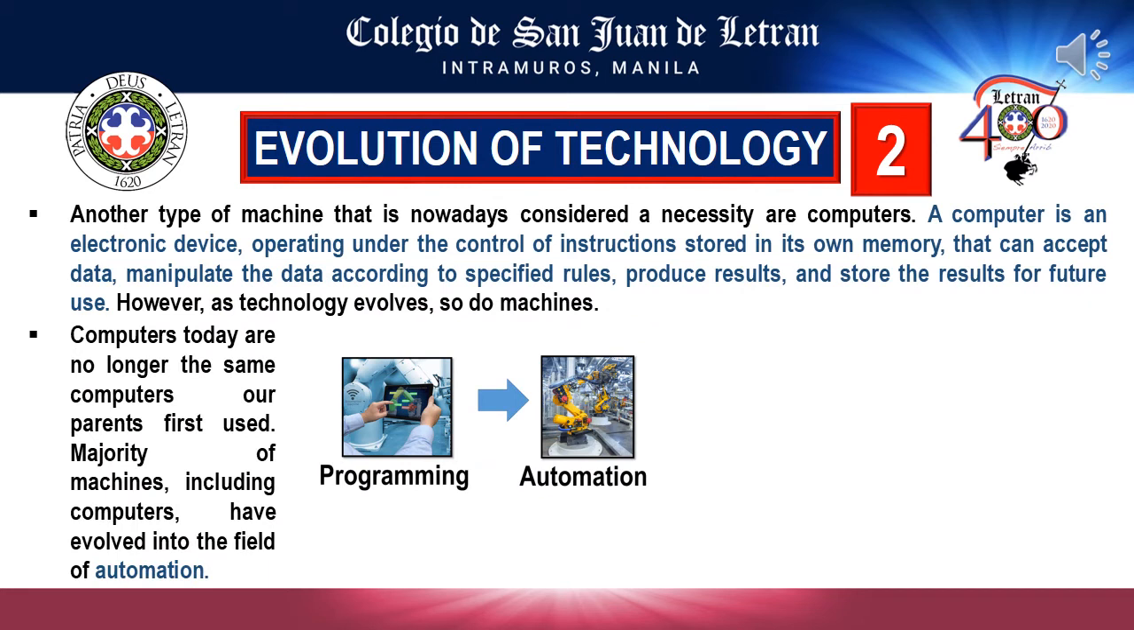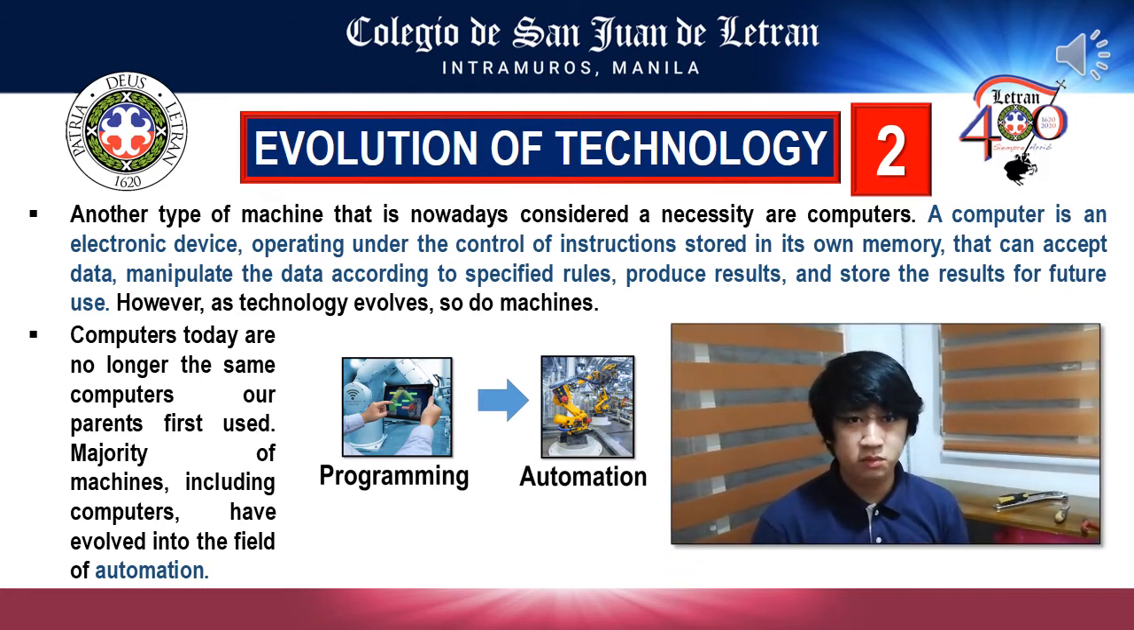Merriam-Webster Dictionary defines automation as the technique of making an apparatus, a process, or a system operate automatically. Evolution of technology level 2, from programming to automation. Another type of machine that is nowadays considered a necessity are computers. It operates under the control of instructions stored in its own memory. It is capable to accept data and manipulate data under specified rules through software programming, then it becomes automatic.